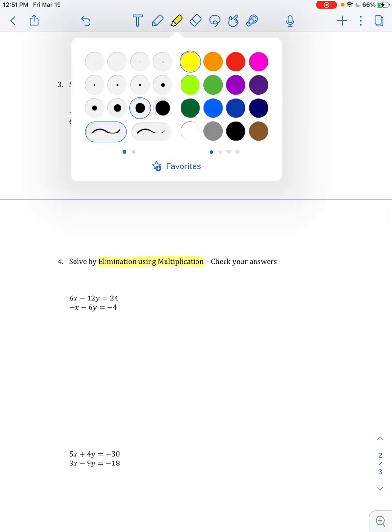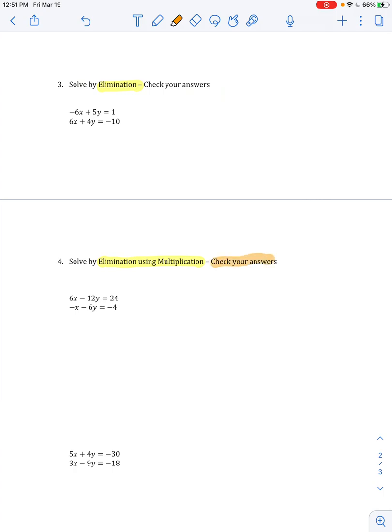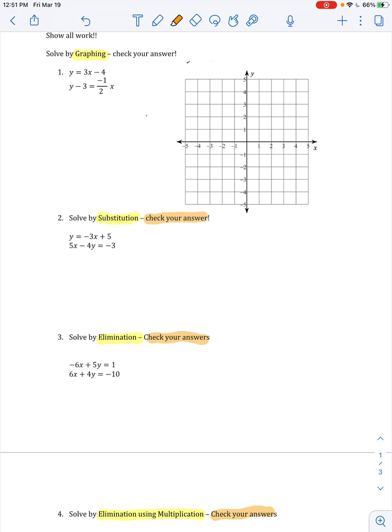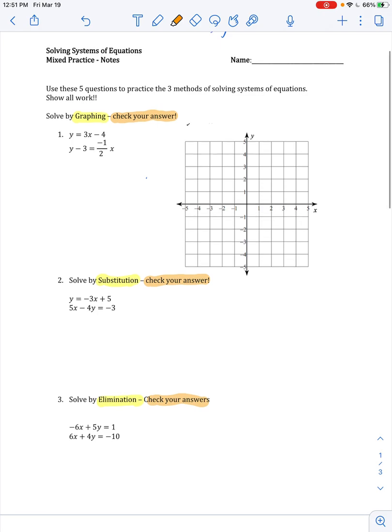I do want you to check your answers. There's only 5 problems on today's notes, and it's a good tool to learn how to check those answers and see if they're right before you would enter them into Schoology or just before you would move on in general.